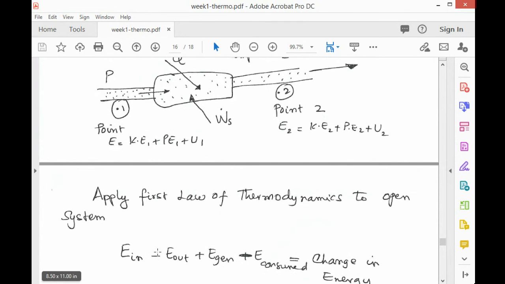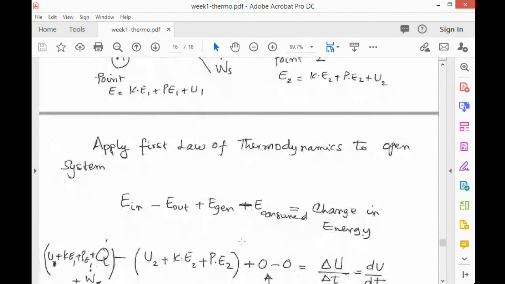So here we have energy in, again the same formula, energy out, energy generated or energy consumed. If it is generated, plus sign; consumed, minus sign. For example, if you have an exothermic reaction, heat generated, you will have a plus sign. But if the reaction is endothermic, the heat is consumed.